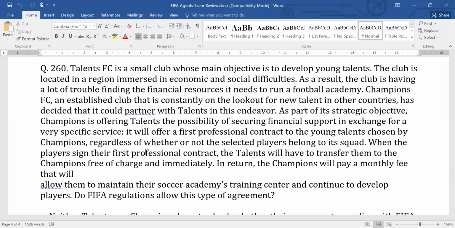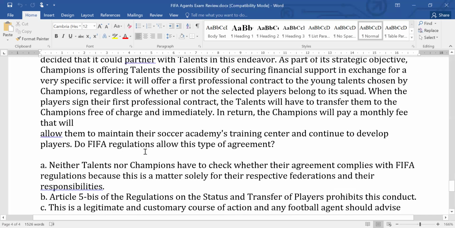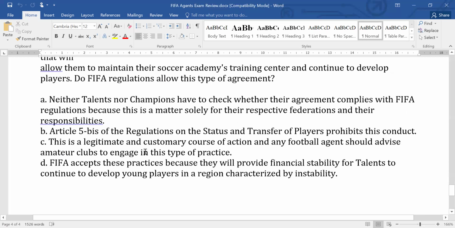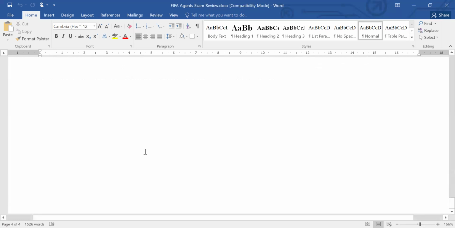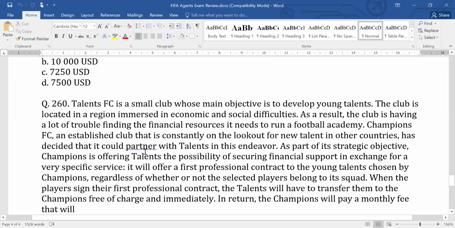So this particular practice breaches the FIFA regulations. So the question is, do FIFA regulations allow this type of agreement? The answer in this one is no. Article 5 bis of the RSTP prohibits this conduct. So the answer here is B. It prohibits this conduct because this is a practice of pre-transfer. Champions FC don't want to pay any fee, so they want to make sure they get a player for free.